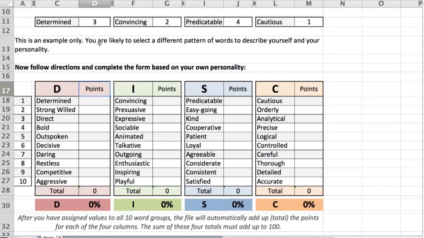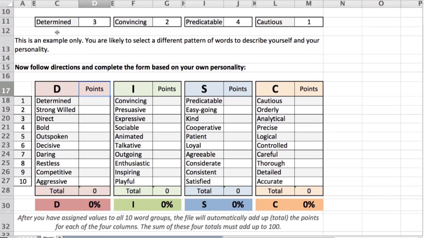So there are only a couple of tricky parts to filling out this form. And I'm going to begin with the example. So if you look at the form, you will see at the top of the page, after the instructions, I've set up an example for you. And this is only an example, and it's important for you to understand that as we step through it.